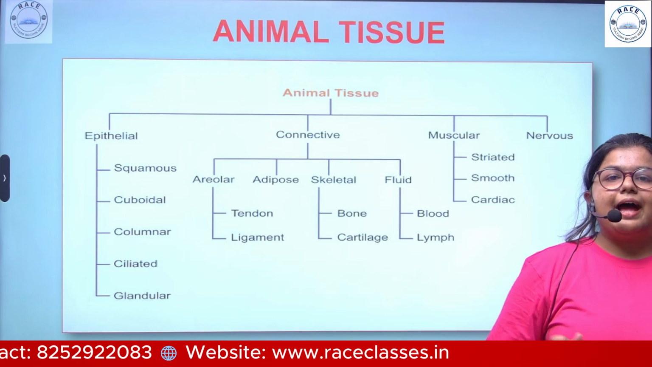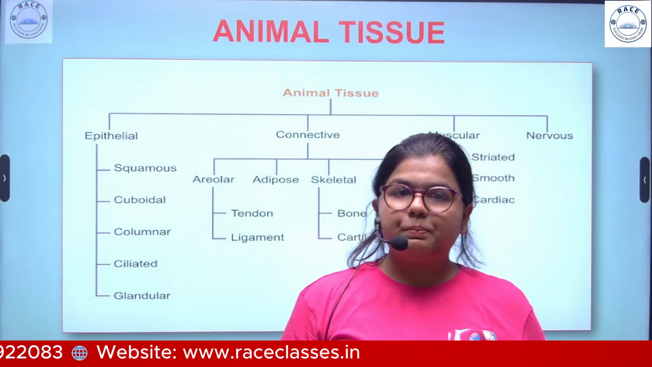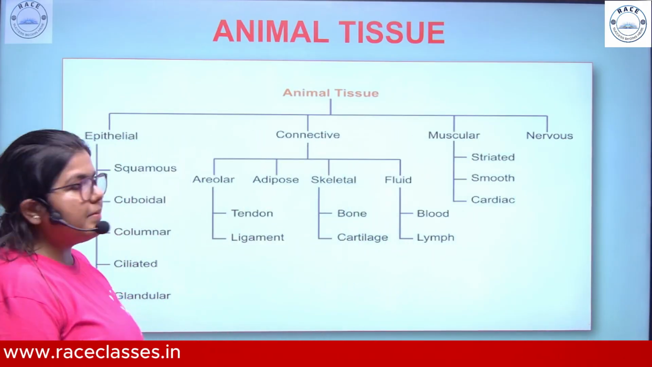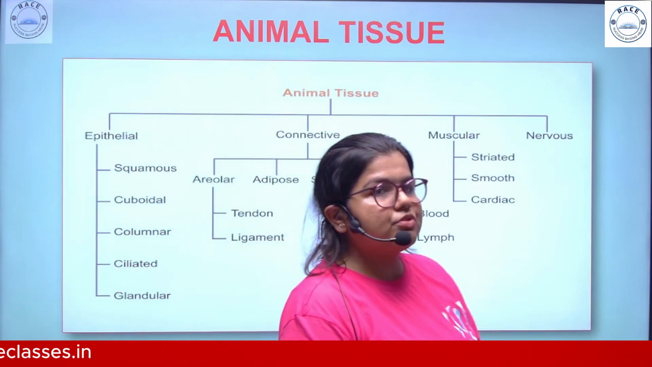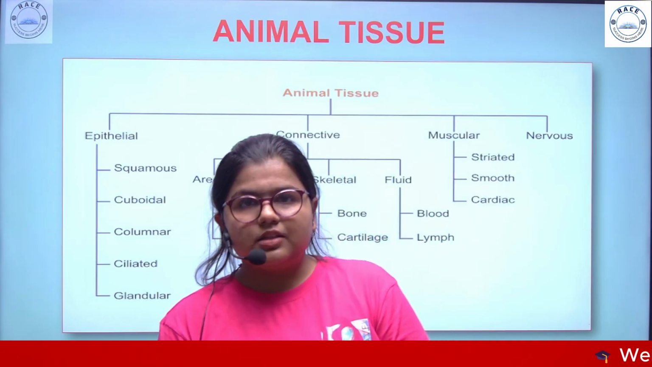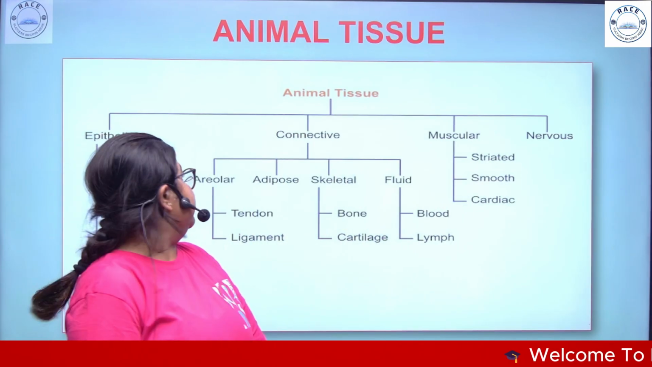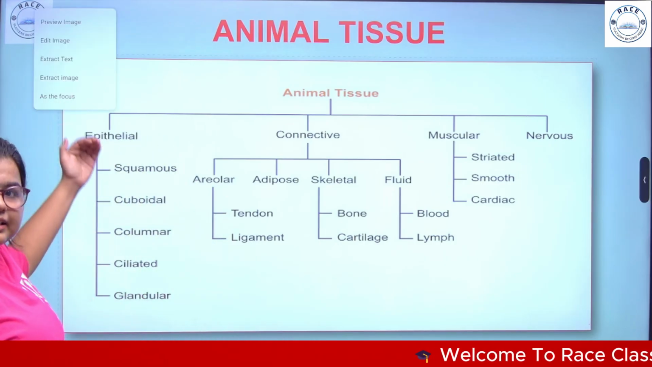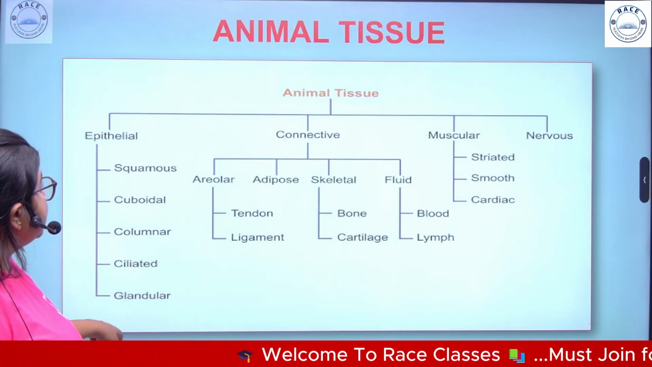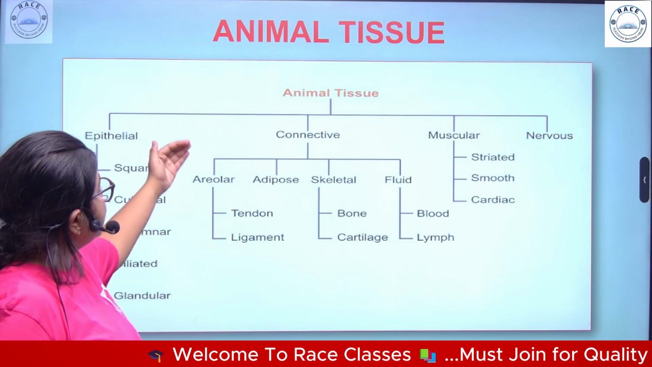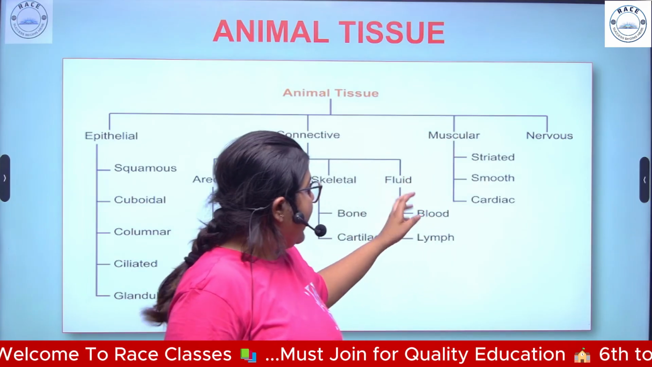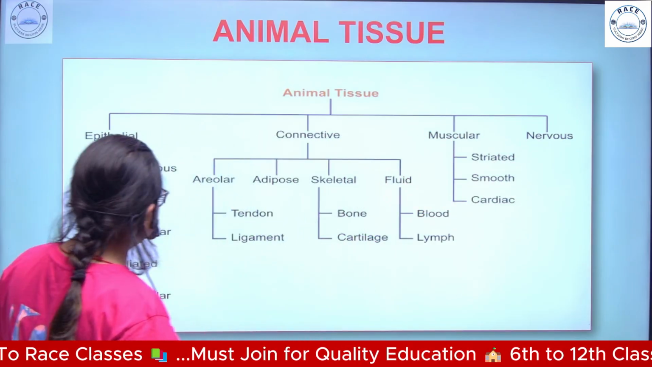Now we will talk about animal tissue. We have completed the plant tissue part. Now we will be discussing animal tissues in detail. So the animal tissues are basically divided into 4 types. There are 4 types of tissues that are present in our body. One is muscular, one is nervous, one is connective, and one is epithelial. The epithelial one is further divided into 5 parts: squamous, cuboidal, columnar, ciliated, and glandular. The connective one is divided into further some sections. Muscular is also divided into striated, smooth, cardiac, and then nervous system comes into play.